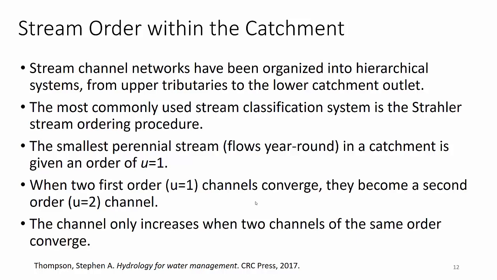The smaller perennial streams, those are the ones that flow year-round in a catchment, are given the order U equals 1. When two first-order streams, U equals 1, channels converge, they become a second-order stream, U equals 2, channel. So the channel order only increases when two channels of the same order converge. You can have all the first-order streams hitting a second-order stream imaginable every 20 feet, and it won't make it a third-order stream. Not until another second-order stream converges with it does it become a third-order stream.